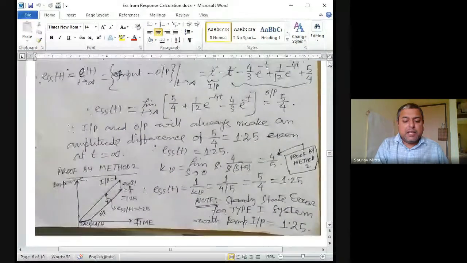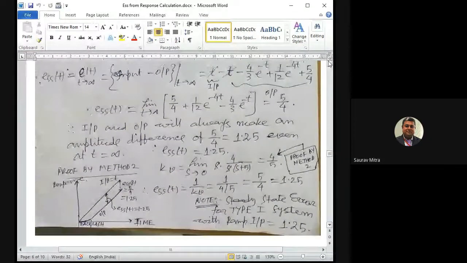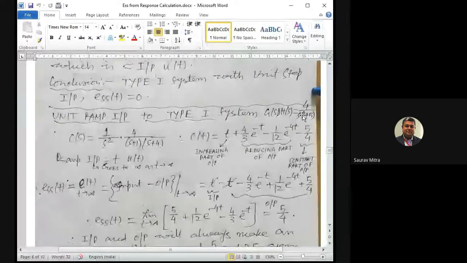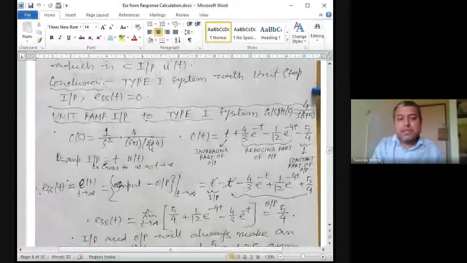And one very important caution for you is how to choose this: a divided by s into s plus b. If you do it, the denominator will become s square plus bs plus a. Choose b and a in such a way that you can do trial and error, but both should be of the form s plus something, that is, both should be stable poles.